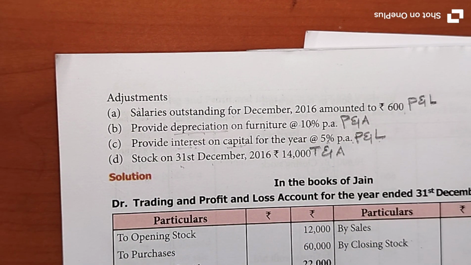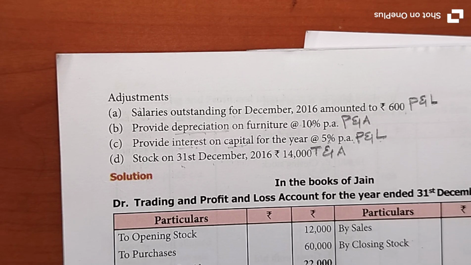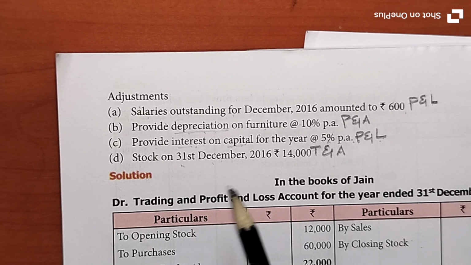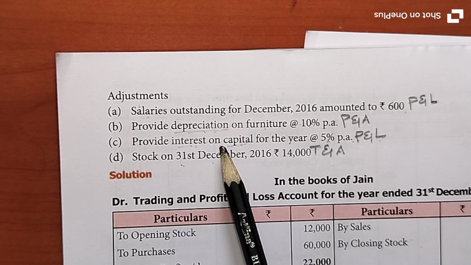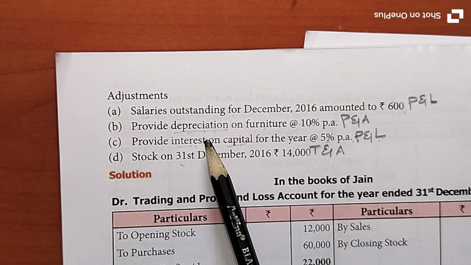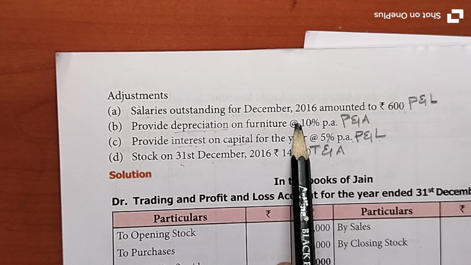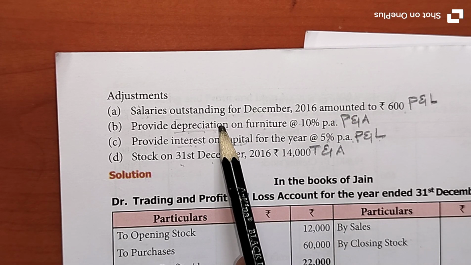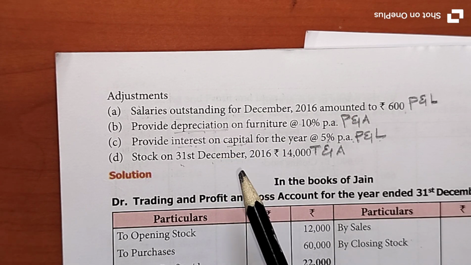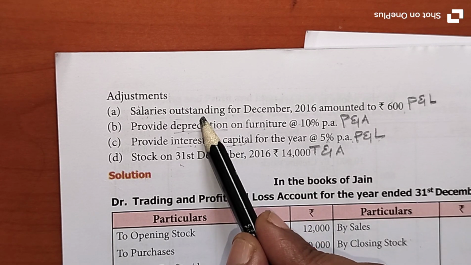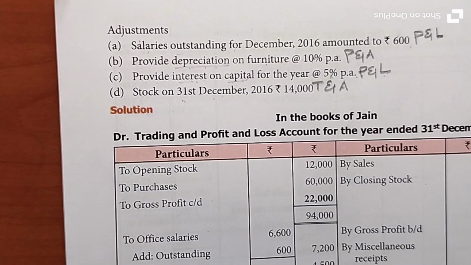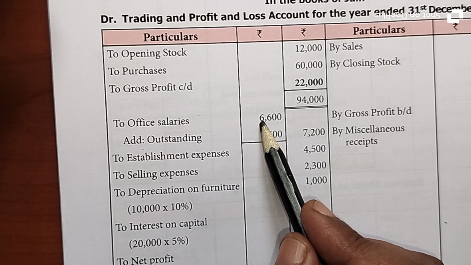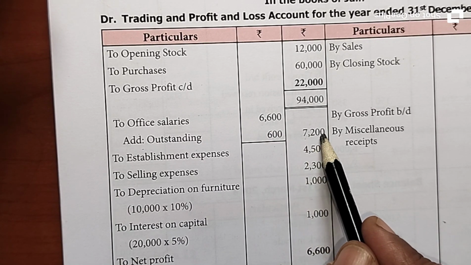Outstanding expenses means certain benefits or services are received during the accounting period, but the payment is not made for those services received. Okay, so that is called outstanding expenses. Outstanding salaries are always added with the salary account. So 600 rupees we have added with 6600, we will get 7200 rupees.